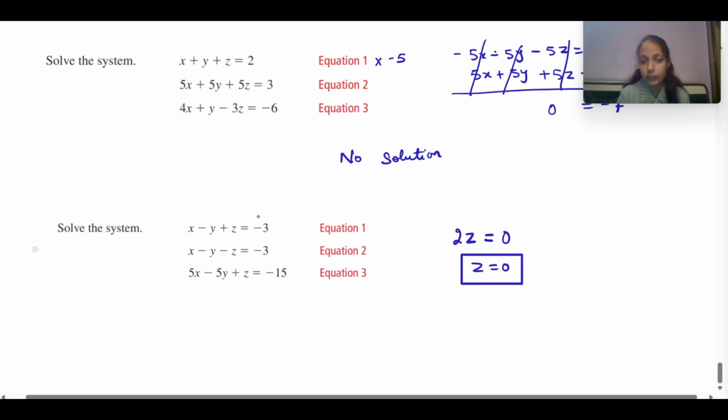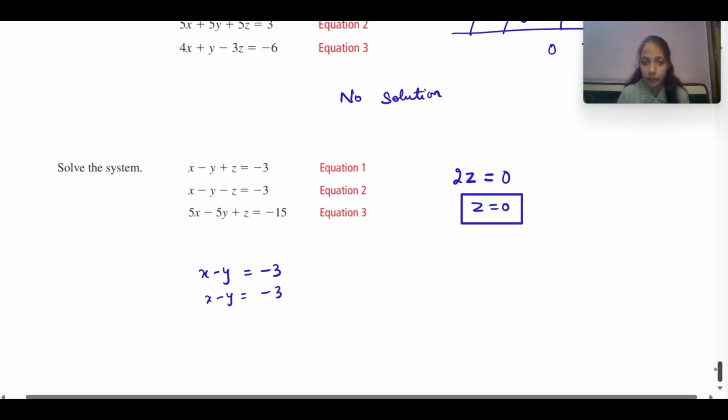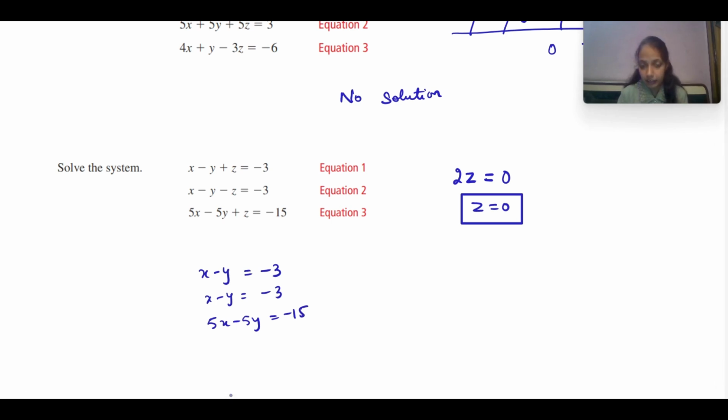As I got z equals 0, substitute z equals 0. x minus y equals negative 3. The second equation becomes x minus y, again negative 3. The third equation becomes 5x minus 5y equals negative 15. To make the question easy, I can divide the third equation by 5. I divide by 5, x minus y equals negative 3. All three equations are giving you the same. So what I will do, just solve here. x equals negative 3 plus y.